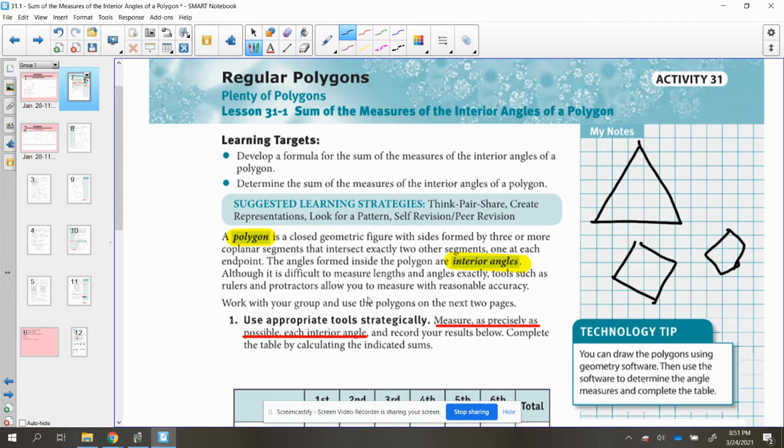Now, there are angles officially on the exterior. If you were to extend these segments out, these would be the exterior angles. But our focus in this lesson is going to be the angles on the interior of our polygon. We have all kinds of angles inside of the polygon, and those are known as our interior angles and will be the focus of this lesson.